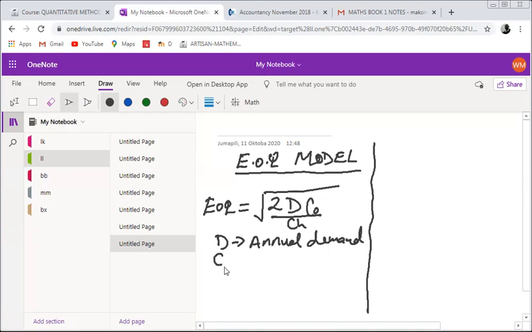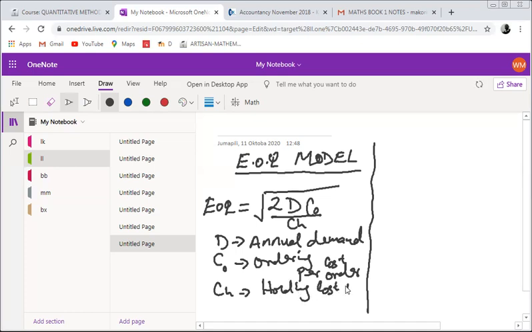Then CO is the ordering cost per order, which simply means the cost of making any single order anytime you are placing an order. And then CH is the holding cost per unit per annum. You should be able to get that holding cost per unit per annum.